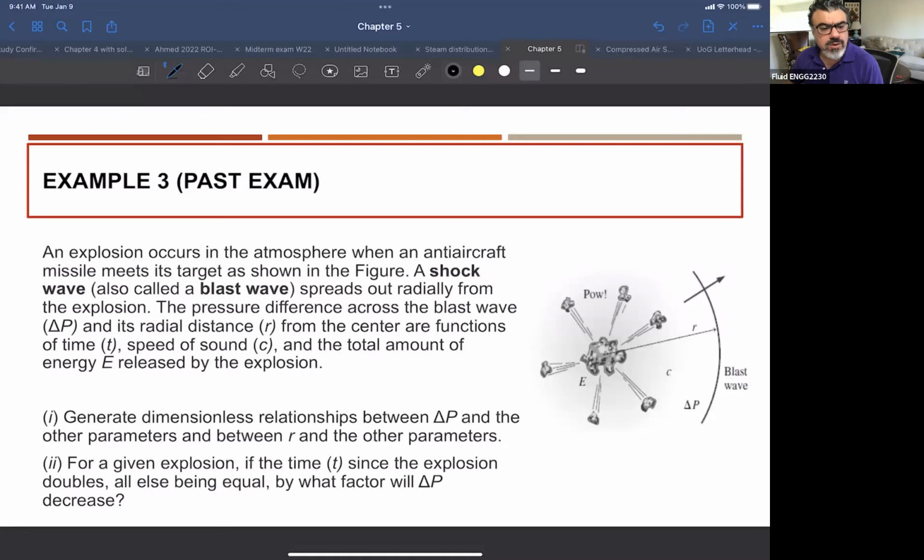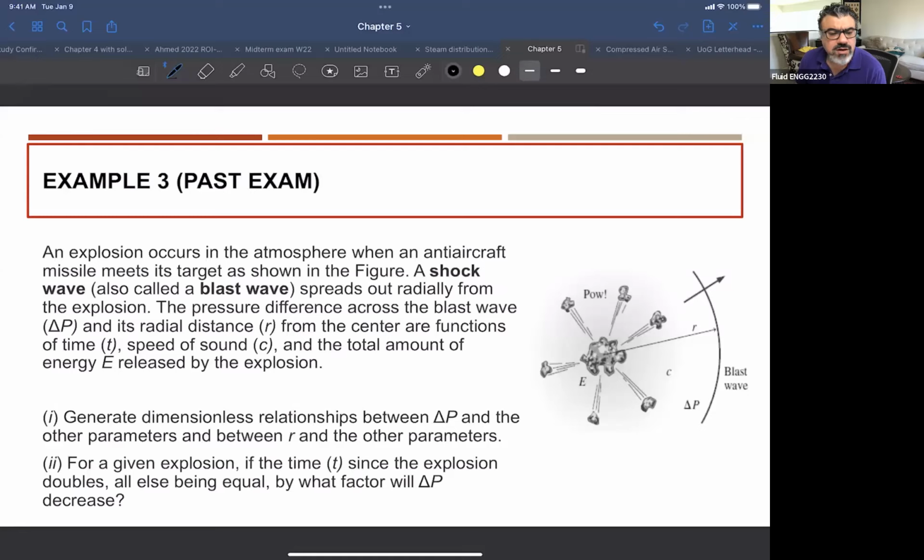As you go, the pressure will be basically decreasing. So a shock wave, also called the blast wave, spreads out radially from the explosion. The pressure difference across the blast wave, delta P, and the radial distance R, from the center of the explosion to the point where this delta P is measured, is what we call the radius, or the radial distance.